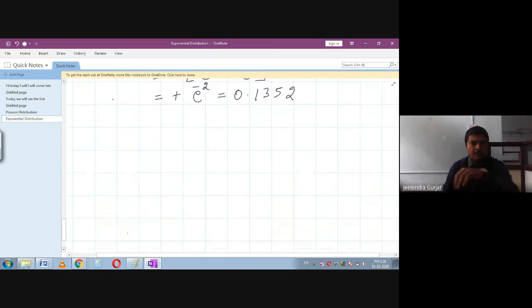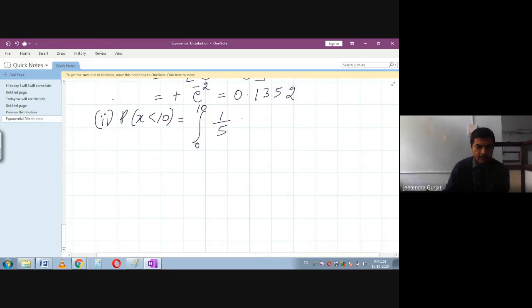So in the second point, they have already told you that the probability is x less than 10. So you can understand that the upper limit is 10, the lower limit they have not given, but it is positive, therefore we take 0, and this is 10. Substitute the function f of x, that is 1 upon 5 e raised to minus x upon 5, and this is dx, student.